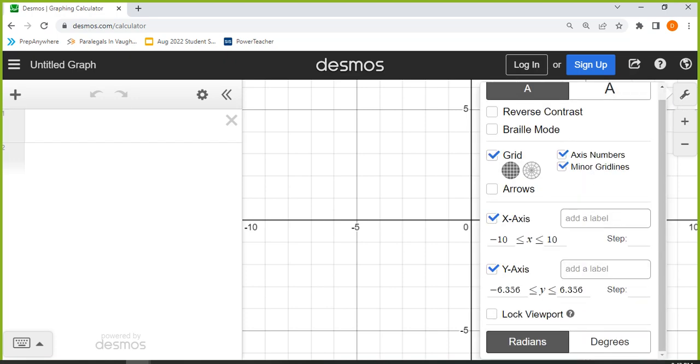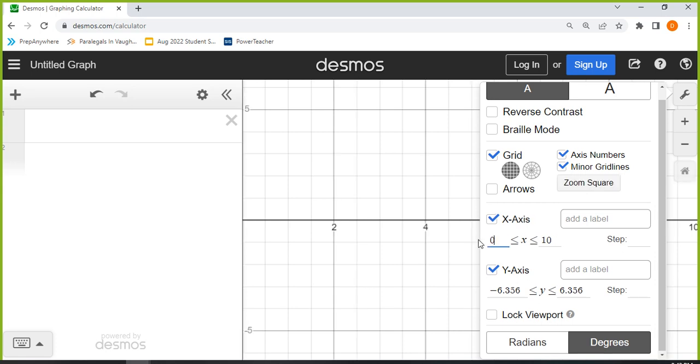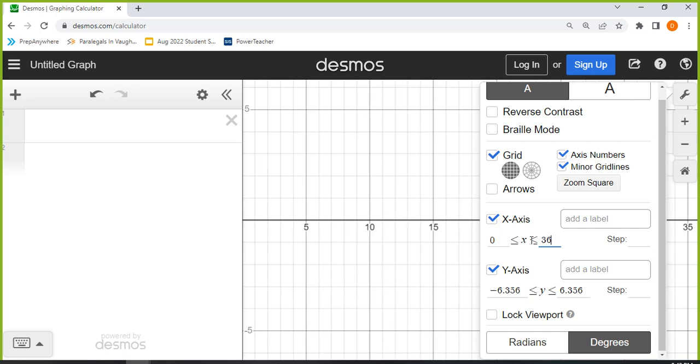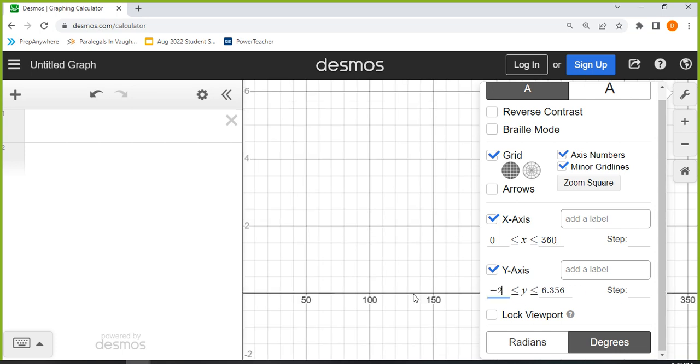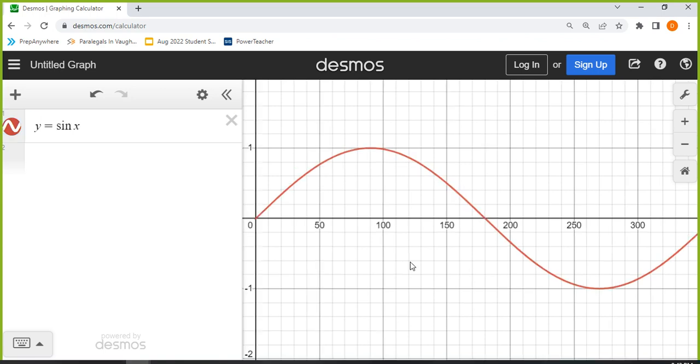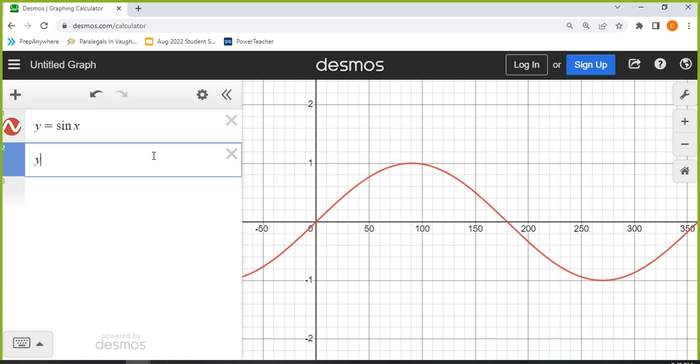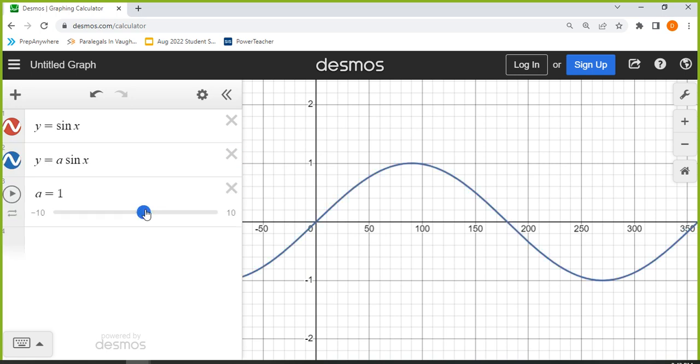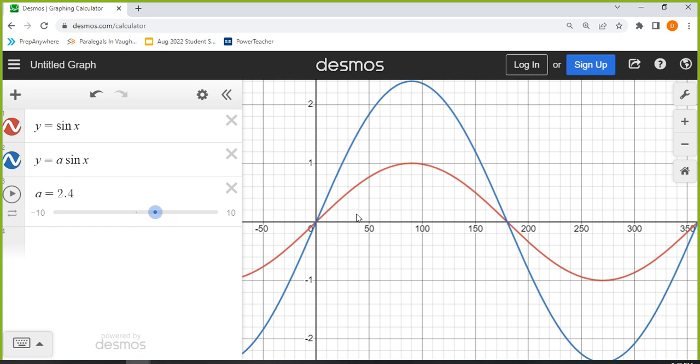Let's make sure we're in degrees, not radians. And I'll have to change my axis here. Let's go from 0 to 360. And our y-axis from -2 to 2. Just to set this up so it looks right. Okay, if I graph y equals sin x, this is what I have. Right, exactly what we might expect. But if we start playing around with the a parameter, so if I put an a value in front there, as I start to increase the value of a, we can see that all the zeros stay put. What changes is the amplitude.